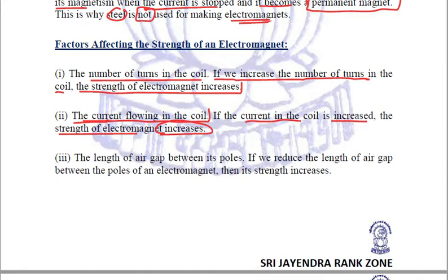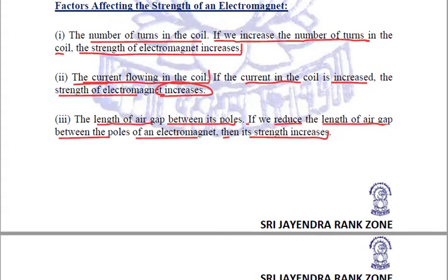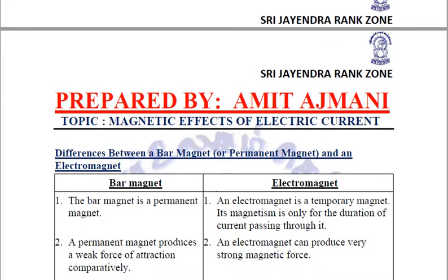The third factor is the length of air gap between its poles. If we reduce the length of air gap between the poles of an electromagnet, then its strength will increase. So we can say that the strength of the magnetic field of an electromagnet is inversely proportional to the length of the air gaps. Fine.